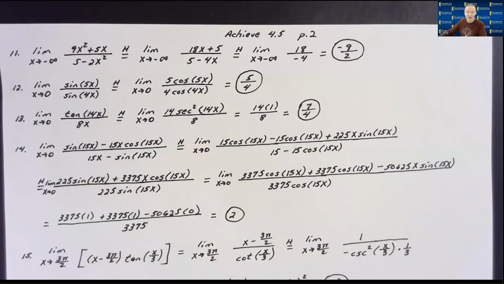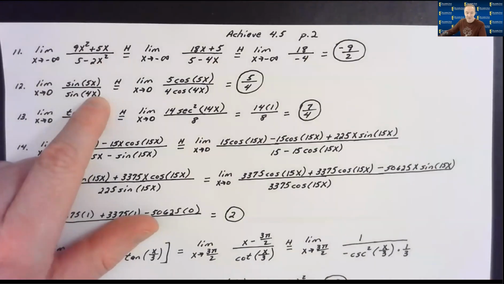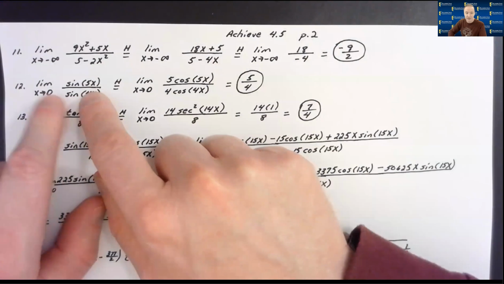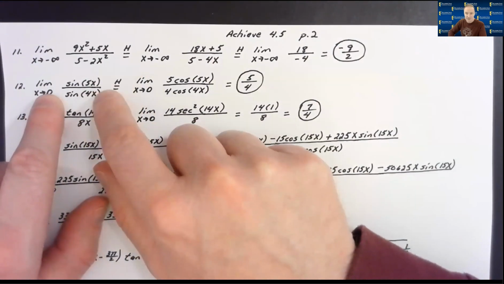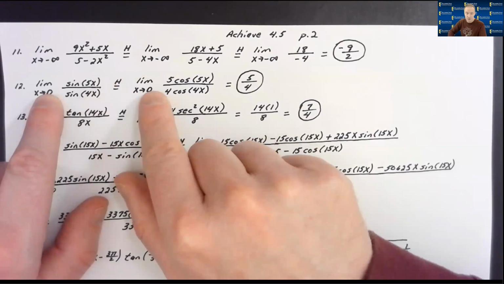Now, number 12 is one of those where, again, you could just look at the beginning of the problem and say, hey, the answer is 5/4. Sadly, that would work. But the reason that works is because if you try to plug in a 0, you'd say, well, it's the sine of 0 over the sine of 0. That's 0 divided by 0. That's indeterminate. So we use L'Hopital to determine it.